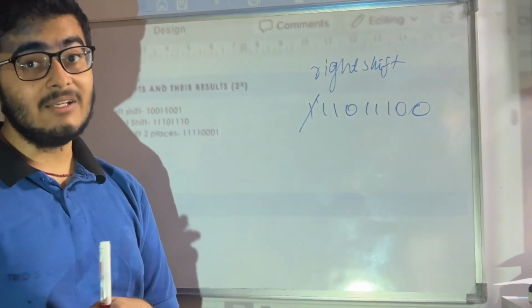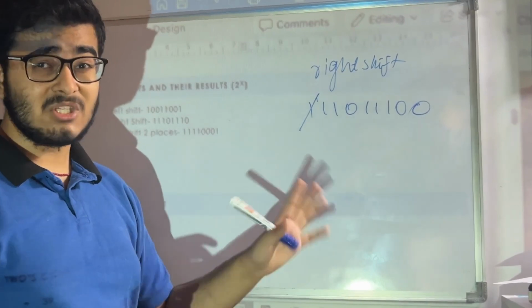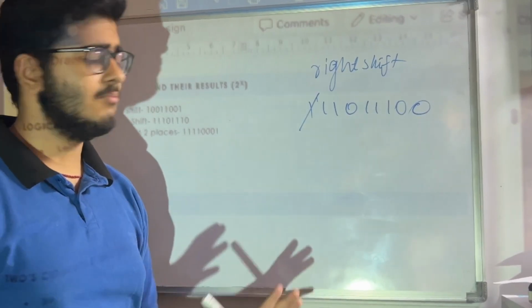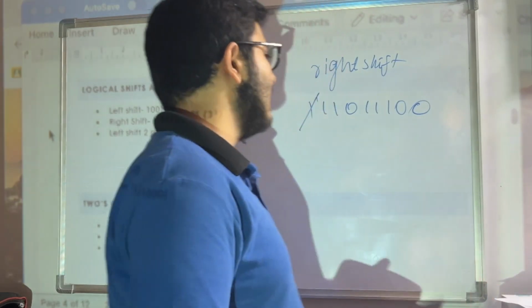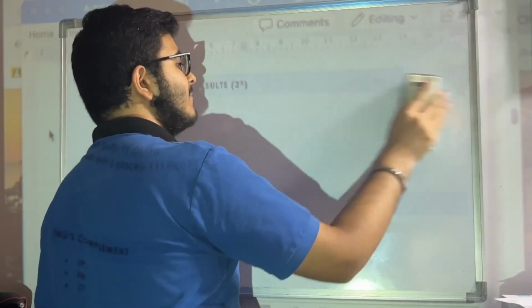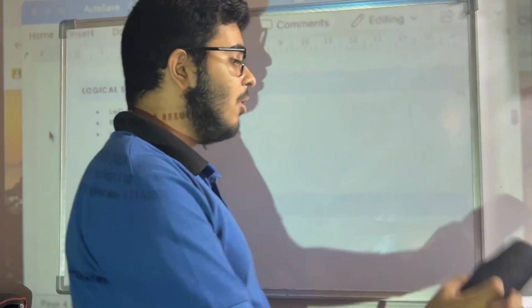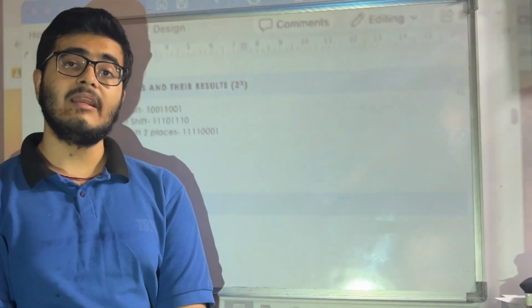You can do this mentally also, but I would always recommend just keep checking it once so that it's not wrong, because these are scoring questions. We do not want you to lose marks. Now sometimes the question can ask you, what result would the number have if I shift it towards the left or right?